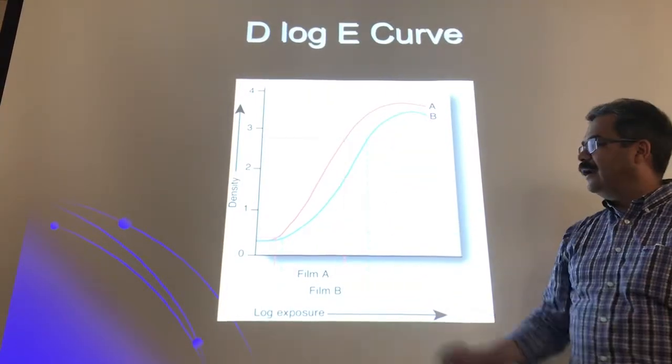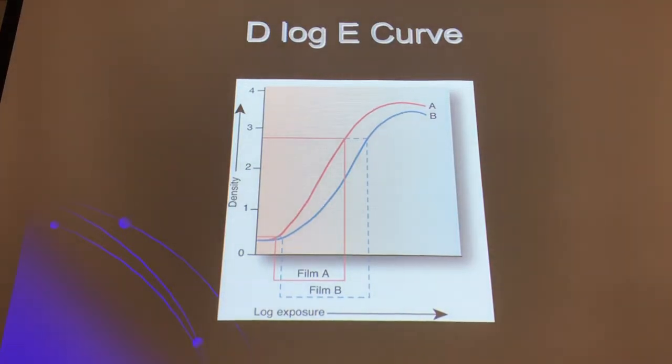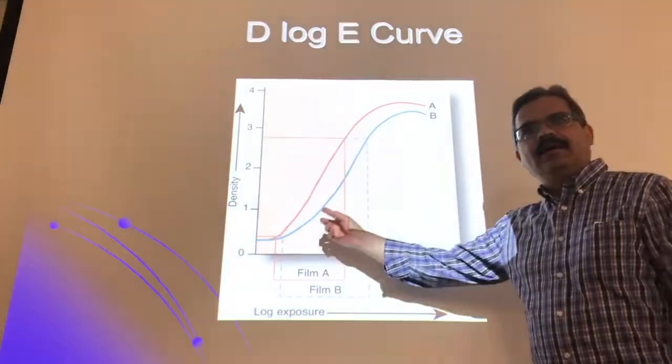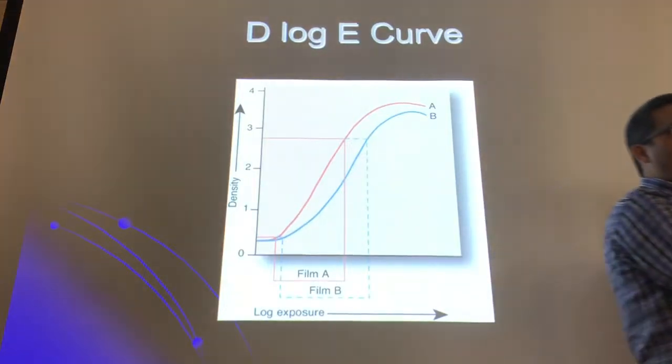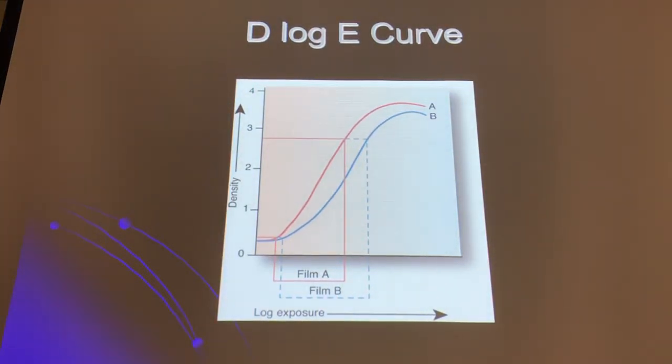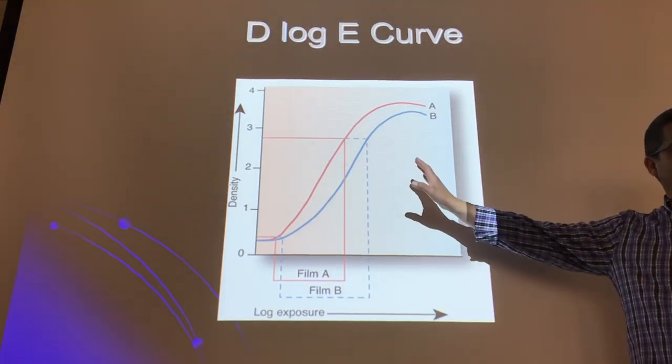Now, let me ask you this. Between A and B, which of these two images will show more shades of gray? B will show more shades of gray. Do you agree with that? I do. And when we say more shades of gray, are we saying high contrast or low contrast? Low contrast. Let's get it straight. Long scale or short scale? Long scale. Okay, long scale. Everybody agrees with that?